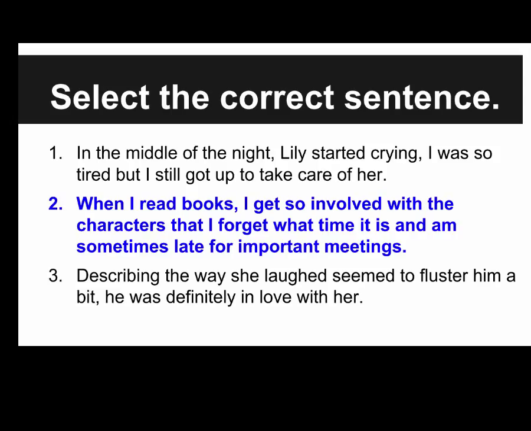Number 1 is wrong because in the middle of the night, Lily started crying, the comma after Lily started crying is actually a comma splice, which is incorrect. A comma splice is one of the most common grammar and usage errors in the English language, and we'll talk about it at length. Number 3 also has a comma splice. As I said, it's very common and very wrong.